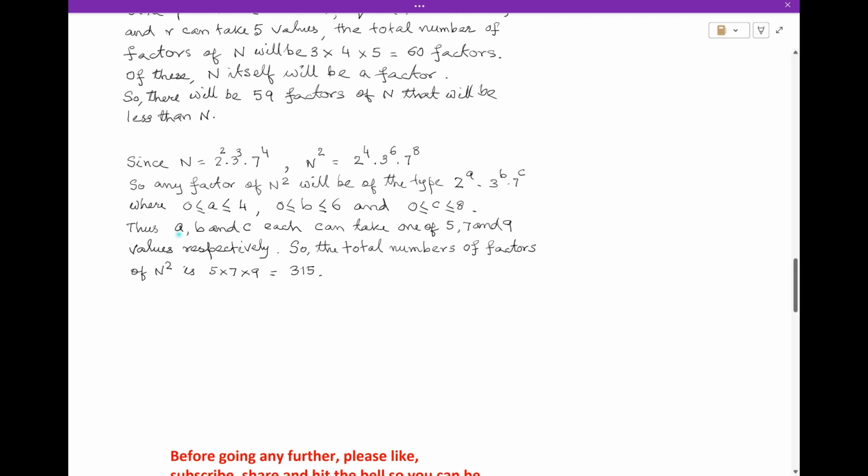Thus, a, b, c each can take one of 5, 7, and 9 values respectively. Therefore, the total number of factors of n square is 5 multiplied by 7 multiplied by 9, that is equal to 315.